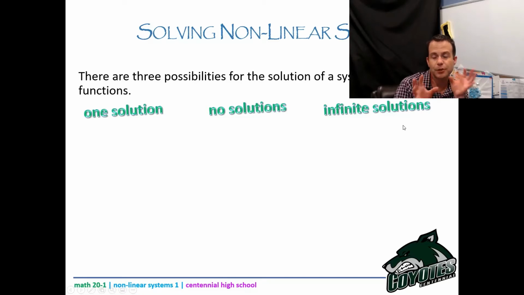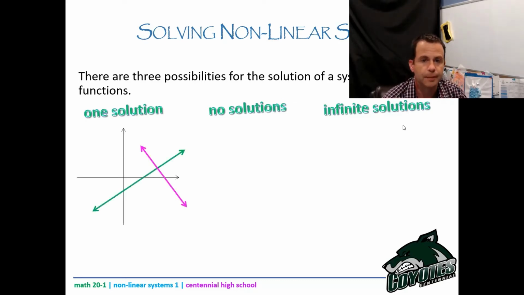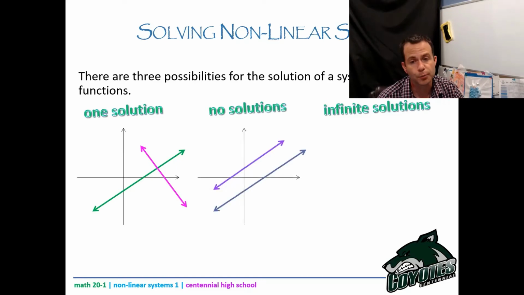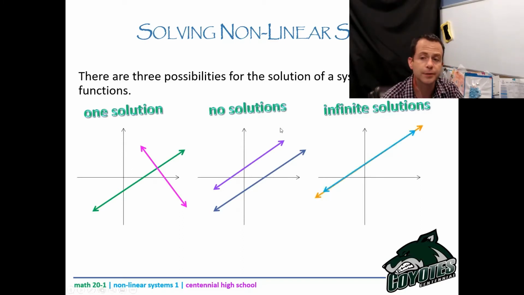I want to give you a picture of each one of these, and then I want to talk about how we would know whether it's one solution, no solutions, or infinite solutions based on looking at their slopes and their y-intercepts. So here's what one solution might look like. It's essentially just two different lines that intersect at one point. In order to have two different lines that intersect at one point, you need to have their slopes different, and I'll write that down in a second. To have no solutions, they would need to be parallel. And to have infinite solutions, they're right on top of each other. You can see that the blue line is directly on top of the orange line.